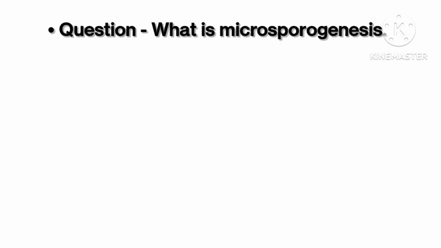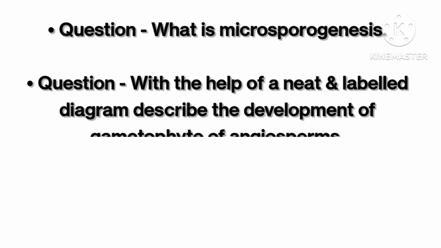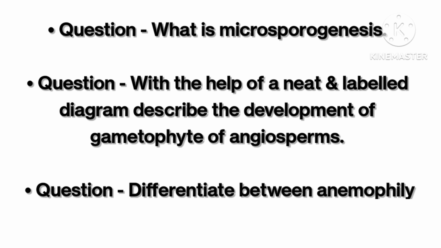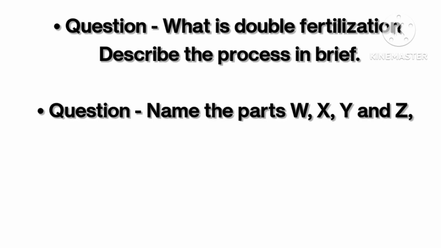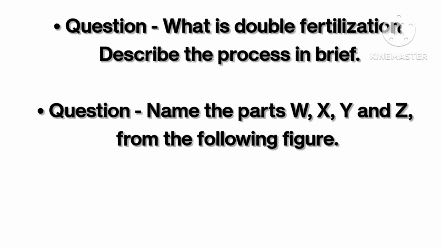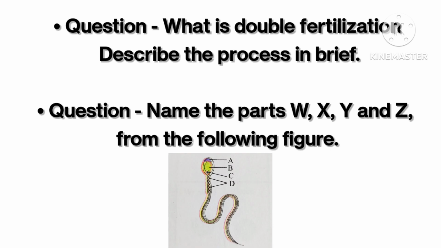Question. What is microsporogenesis? Question. With the help of a neat and labeled diagram, describe the development of gametophyte of angiosperms. Question. Differentiate between anemophily and entomophily. Question. What is double fertilization? Describe the process in brief. Question. Name the parts W, X, Y and Z from the following figure.